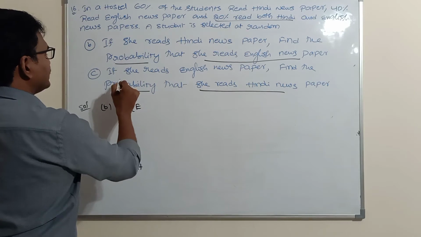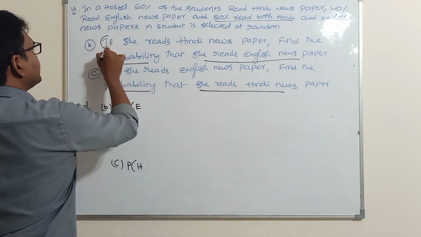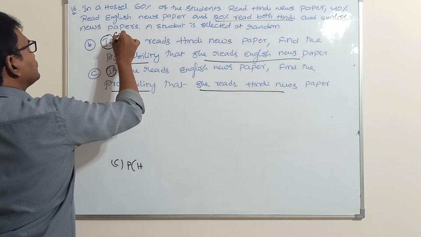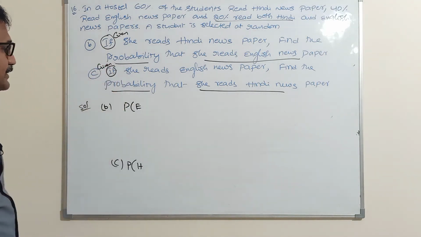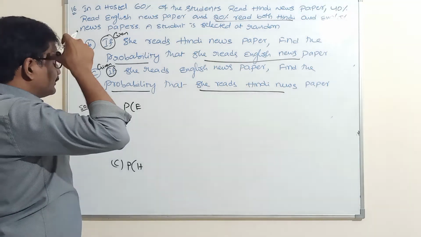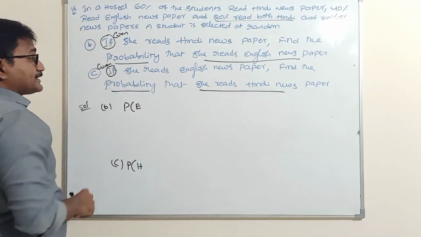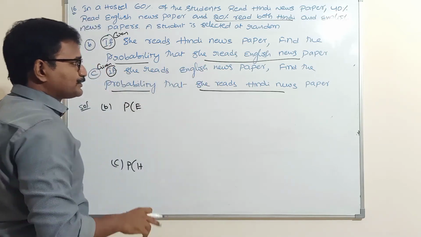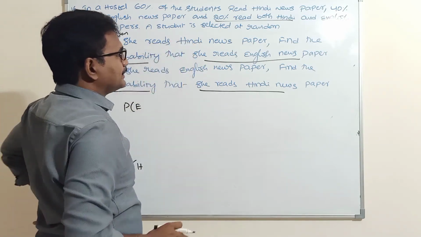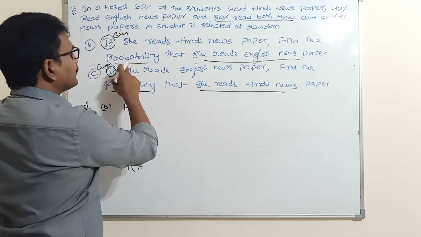So before that, the keyword "if" means nothing but "given". In the place of "if", we need to take "given". So this is called a conditional probability problem. Given that she reads English newspaper, given that she reads Hindi newspaper, find the probability.